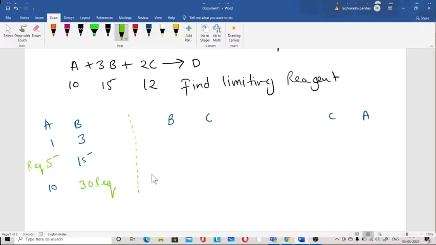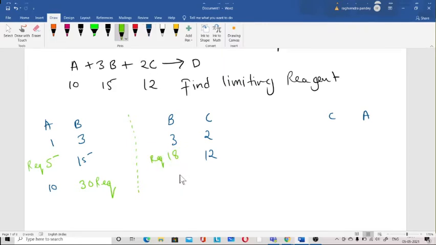Now B is there and C is there. What is the ratio between B and C? That is 3:2. Now to find the requirement of B, how many C are there? 12 moles of C are given. So what is the moles of B which are required? That is 18. 18 moles of B are required.